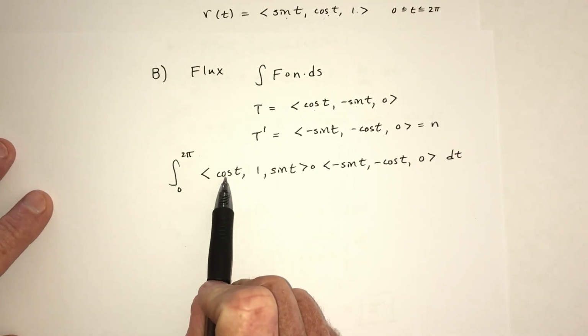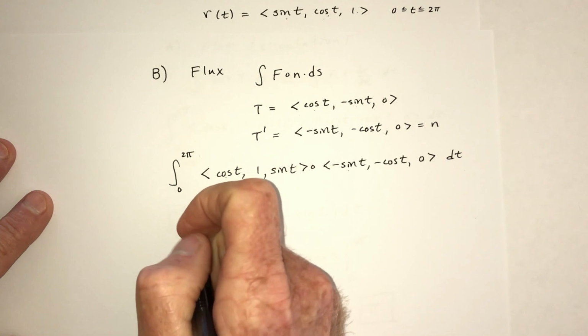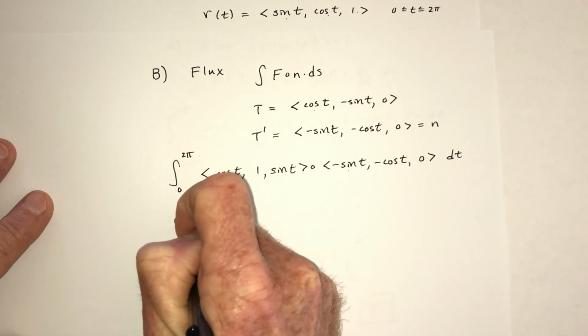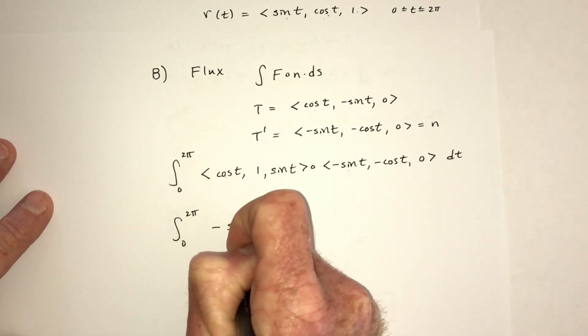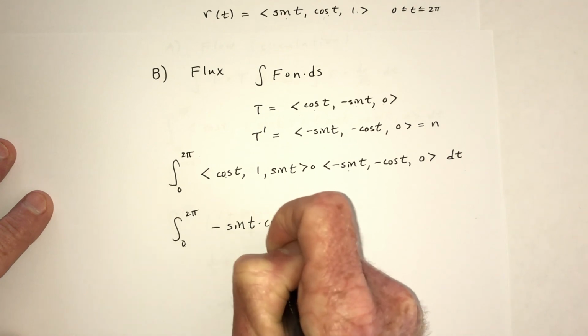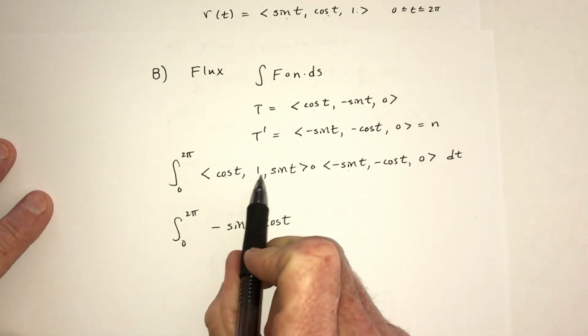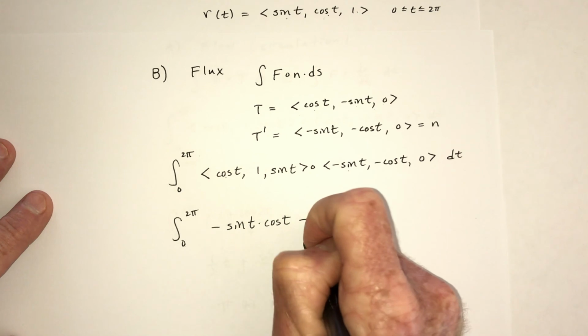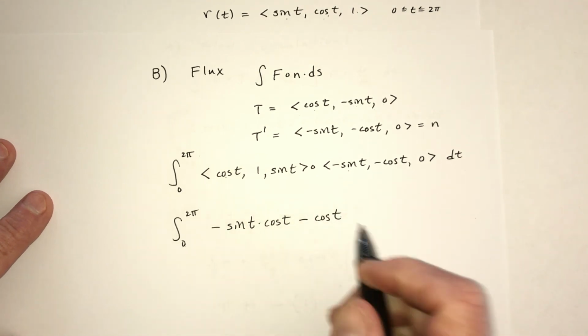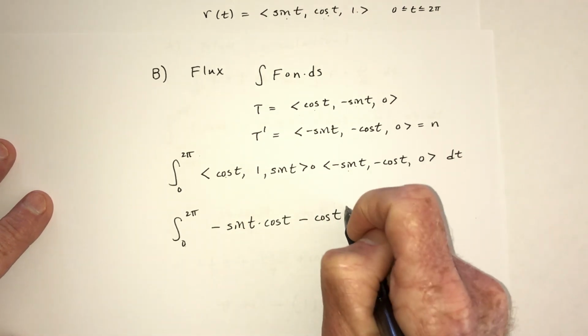So in this case, we would have negative sine times cosine, or negative cosine times sine, whichever. We would have 1 times negative cosine, and we would have sine times 0.